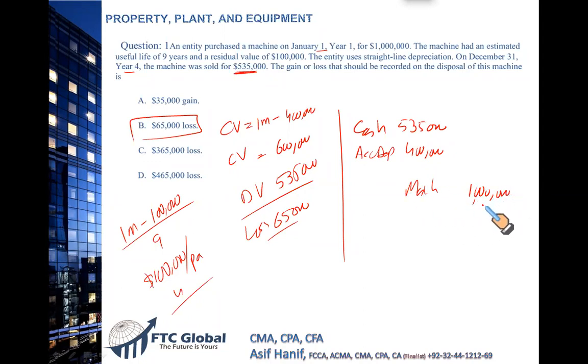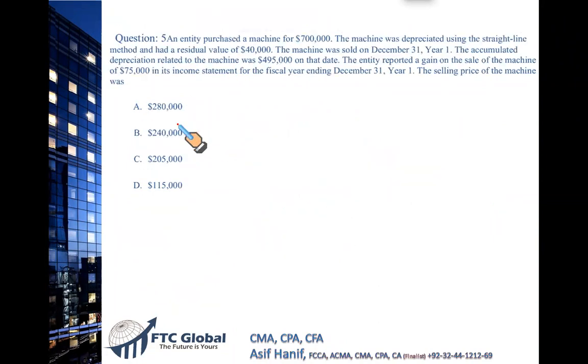Right? Now, if you just see, the credit is 1 million, and the debit is just 535 plus 400. It is 935. It is short by $65,000. So clearly it's on debit, so it's loss on disposal. So in both ways, you get the same number, that is B. Let's try another one.